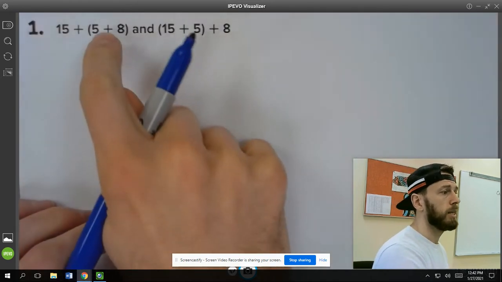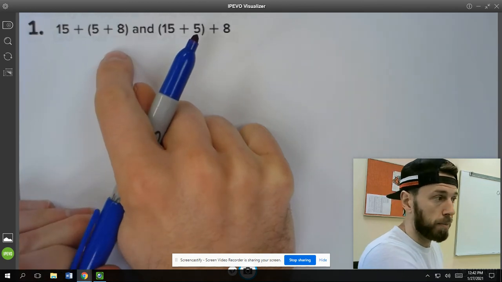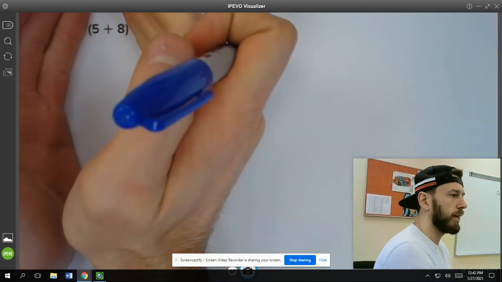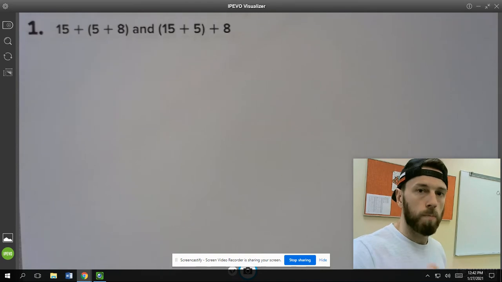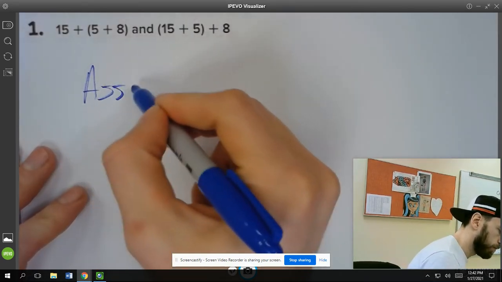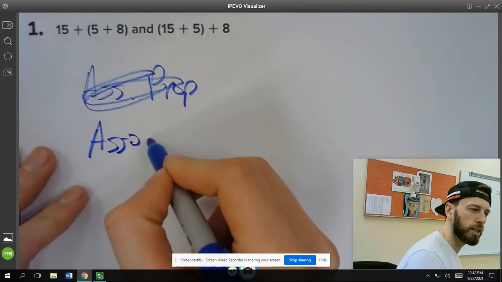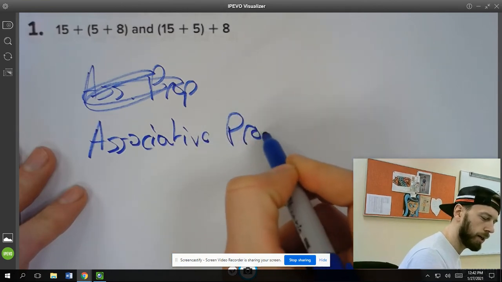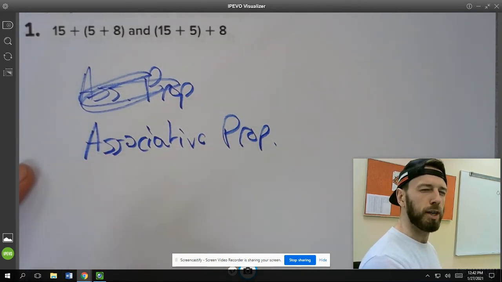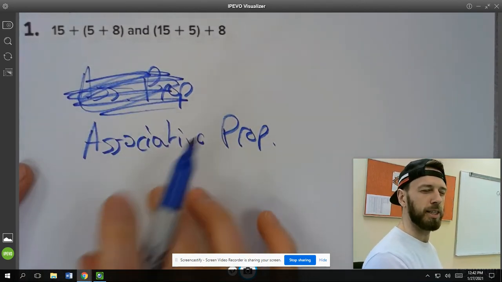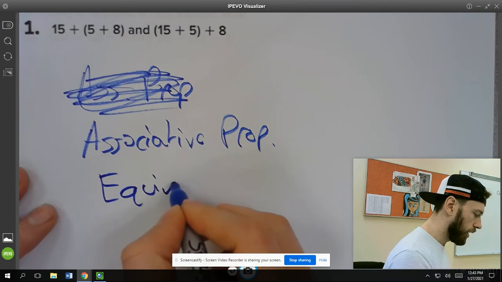Remember, the associative property says that you are allowed to change the grouping during an adding or multiplication problem, and it won't change the answer. Well, it looks like in this one we grouped the 5 and the 8 together, and on this expression we grouped the 15 and the 5 together. Will that change the answer? No. Why? Because of the associative property. I should probably write the word associative property. There we go. We're not gonna abbreviate that one. The associative property here, and yes, these are equivalent.